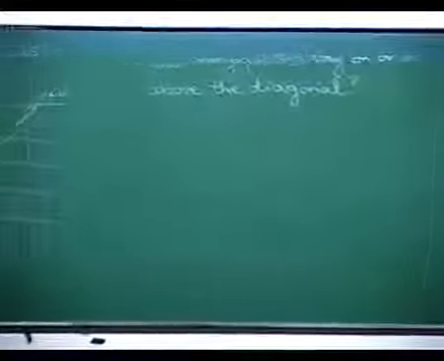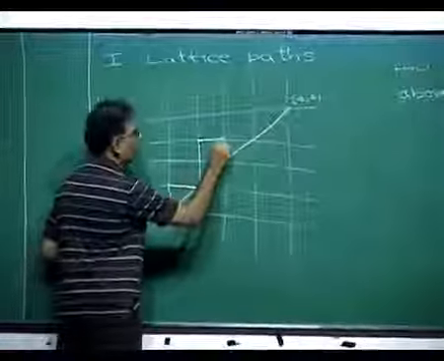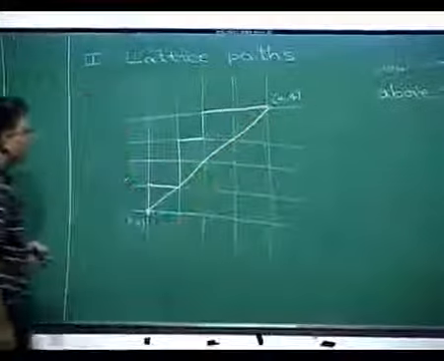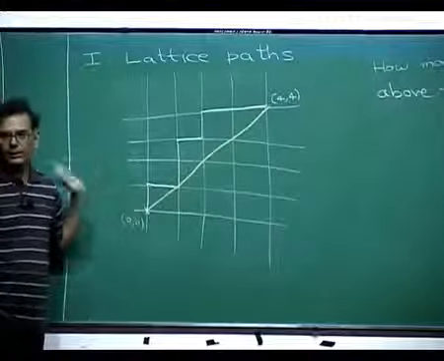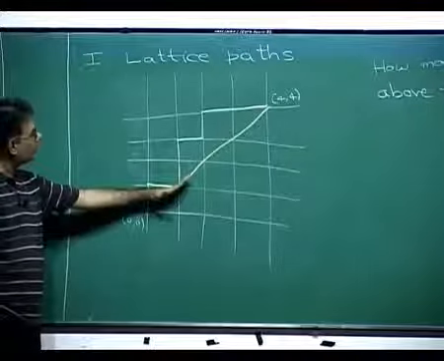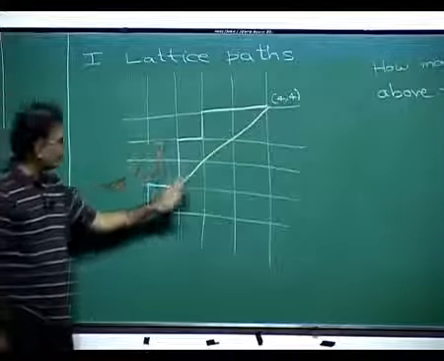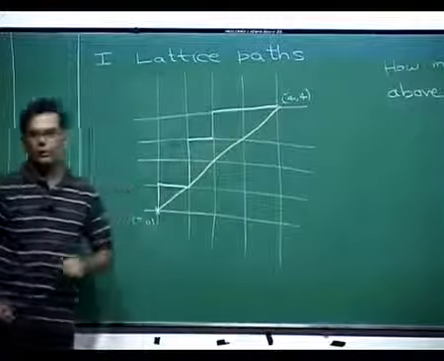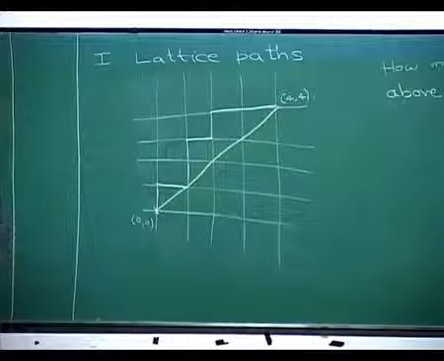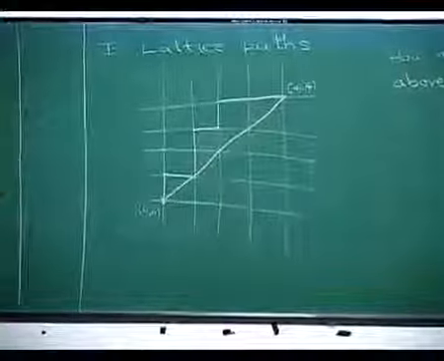For example, here is a path. So that is a path. You are allowed to touch the diagonal. You are not allowed to come below it, right? The point can be on the diagonal, or it can be above the diagonal. But you should never reach this point or this point or this point or that point. You should not go to a point below the diagonal. Okay. So this is one counting problem that I would like to describe.